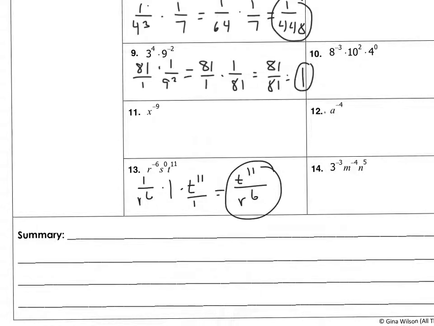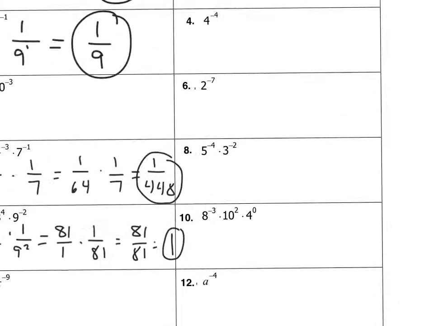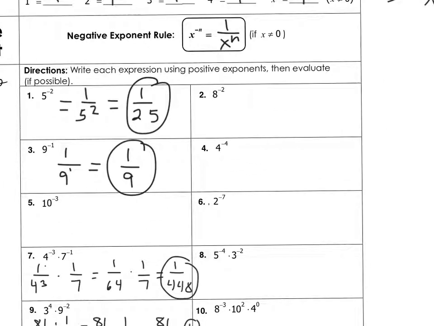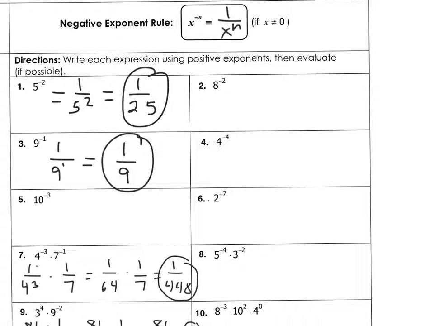So why don't you go ahead and try number 2 on your own. Pause the video, figure out the answer, and then we're going to check through number 2 and number 8 all together. Number 2 ends up being 1 over 8 to the 2nd. And when you evaluate that, that becomes 1 over 64.